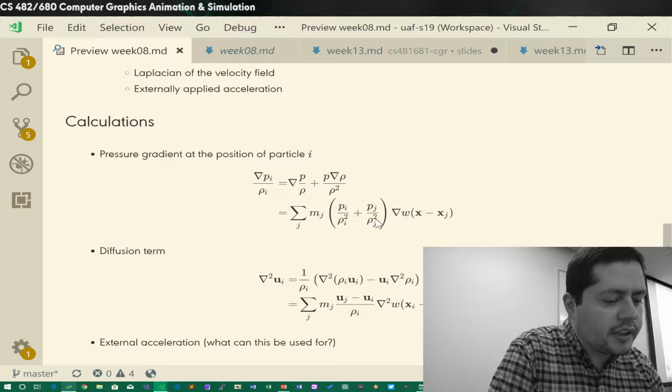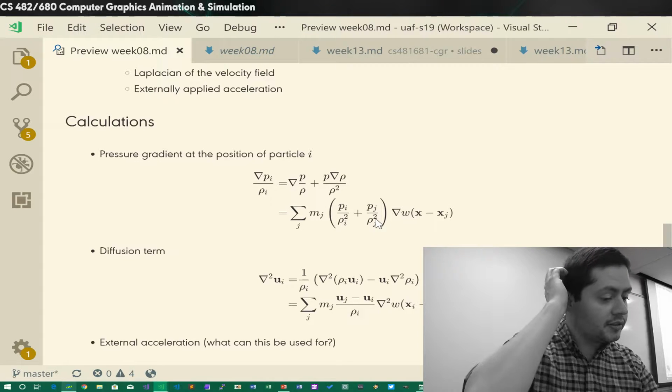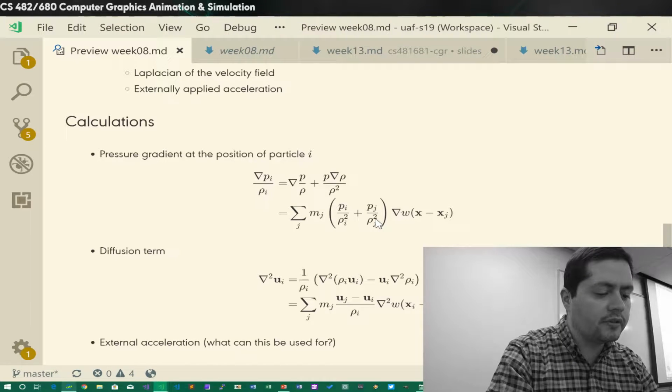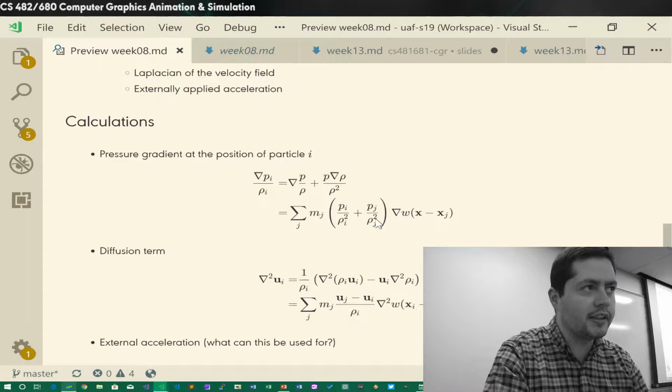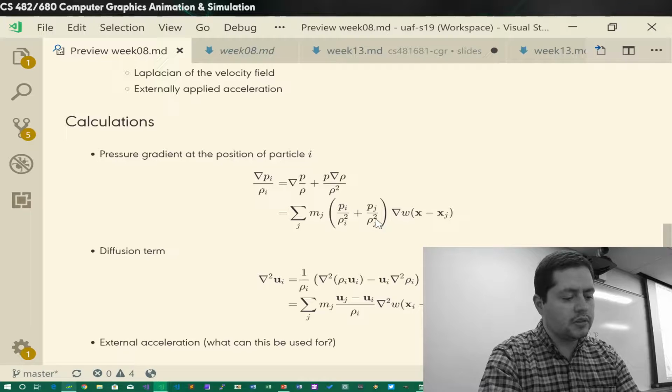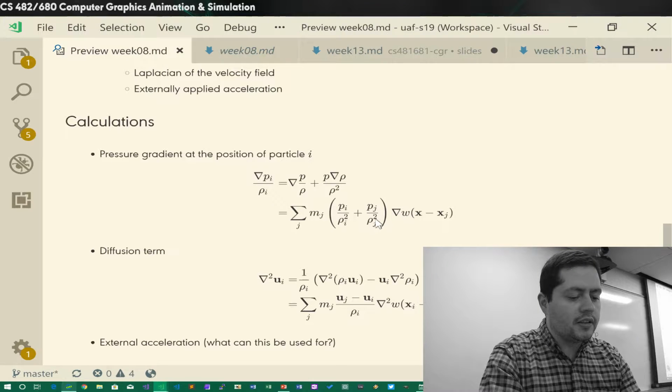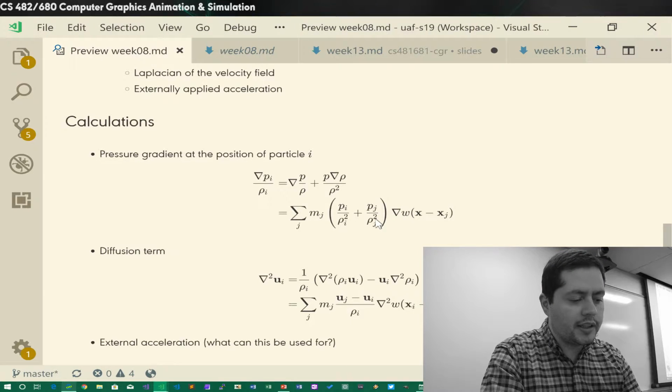Actually, no, they're just saying that if you look in different places in the computer graphics literature, you get a different formulation for the pressure gradient, but the one that we have is better. The reason is that the one they mention here would cause a symmetric relationship, but ours is derived directly, so we don't get that problem.